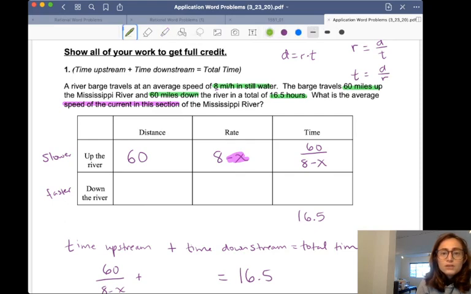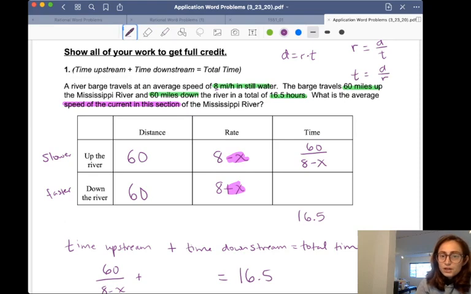So that means the distance, unless they tell you otherwise, is probably going to be the same because you're just going somewhere and back. And they even gave us here 60 miles up and 60 miles down. Okay, the only difference between this rate and that one is that now we're going faster. So the speed of the current is working with me. Okay, so this x is representing the speed of the current. That's why I made them both the same color.